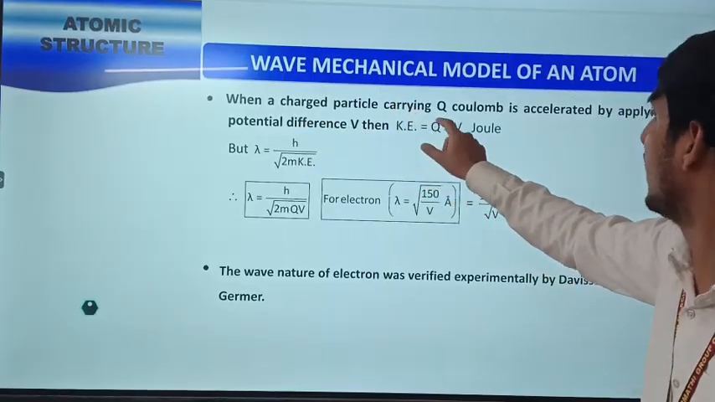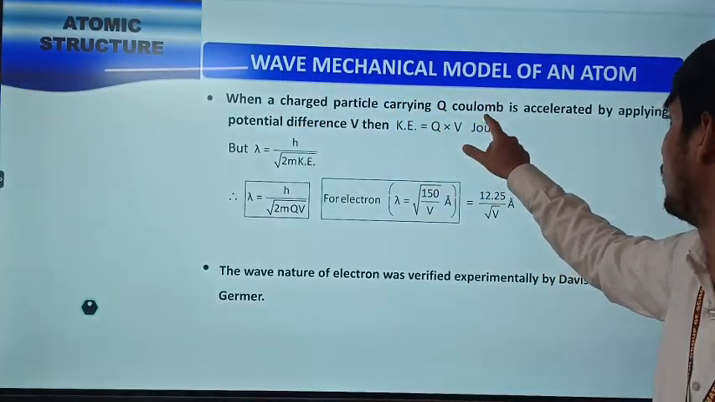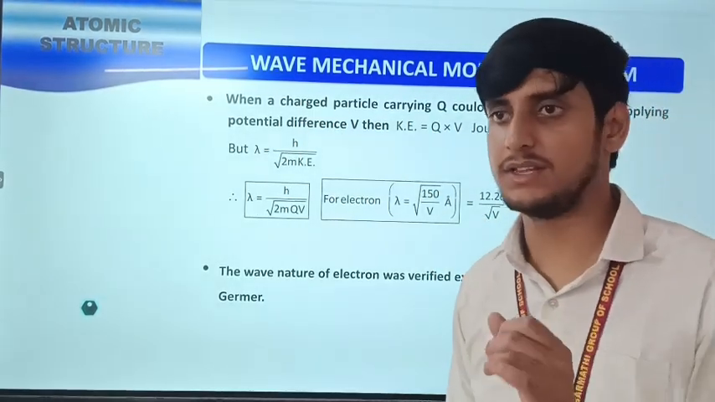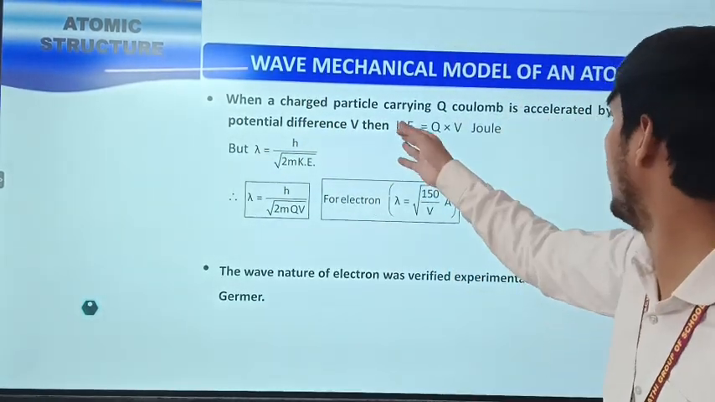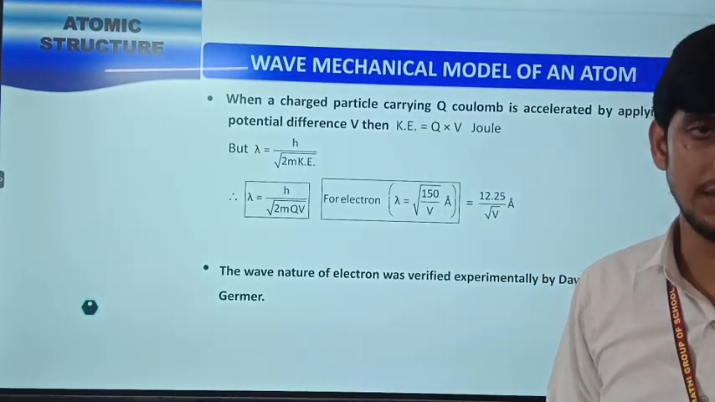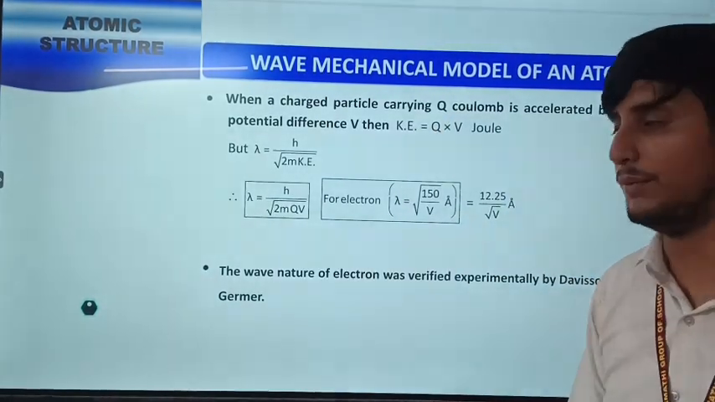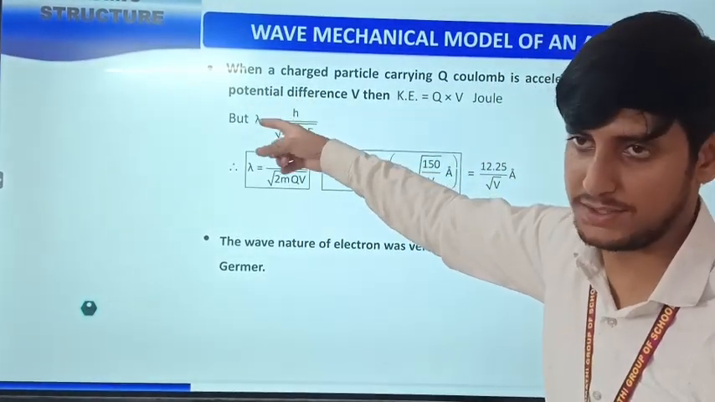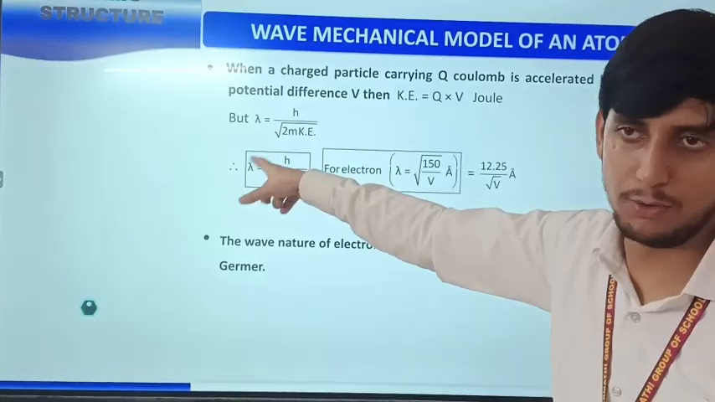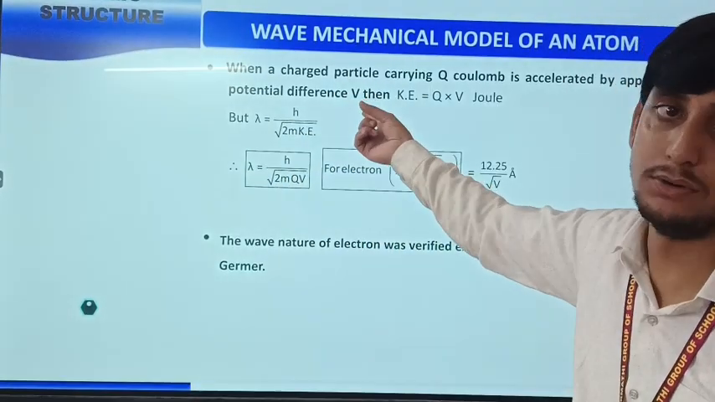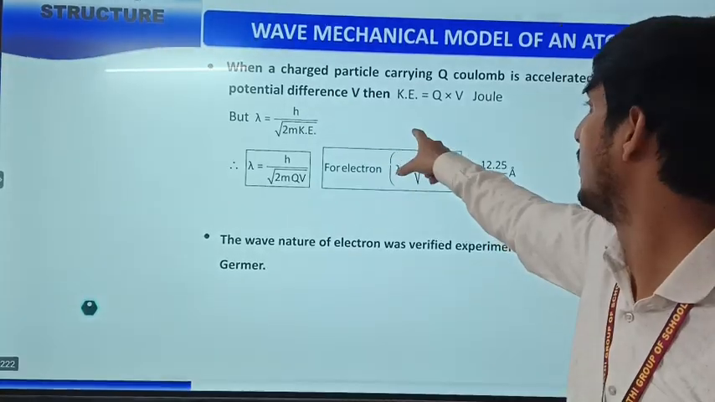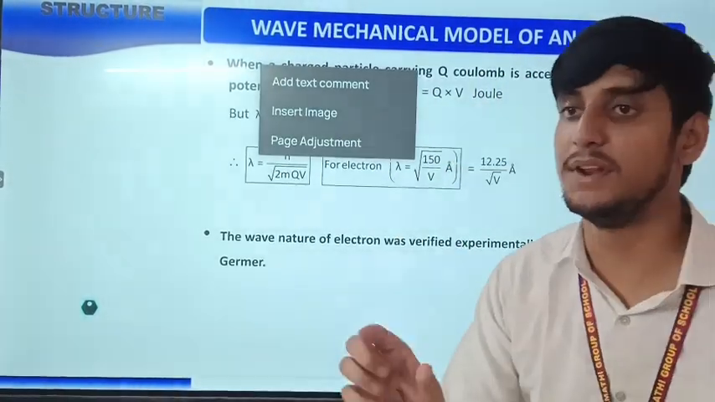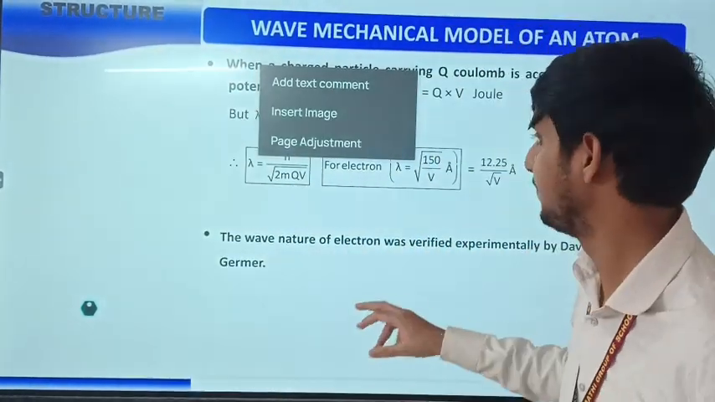When a charged particle carrying charge q coulomb is accelerated through a potential difference V, the kinetic energy equals q into V, in joules. Putting this in the formula h upon under root 2mK, kinetic energy equals qV. Here V is the potential difference, the applied voltage.